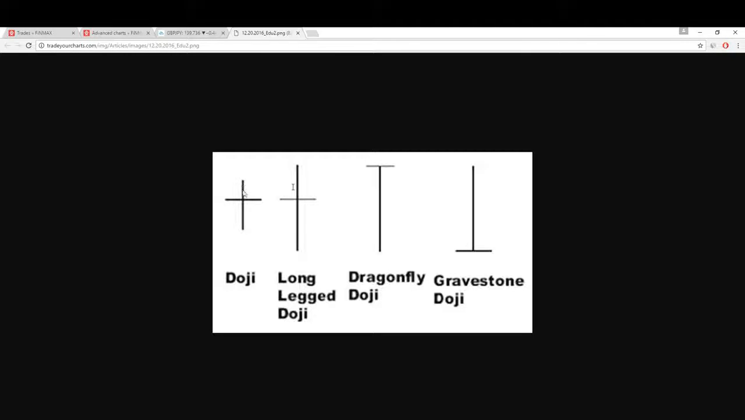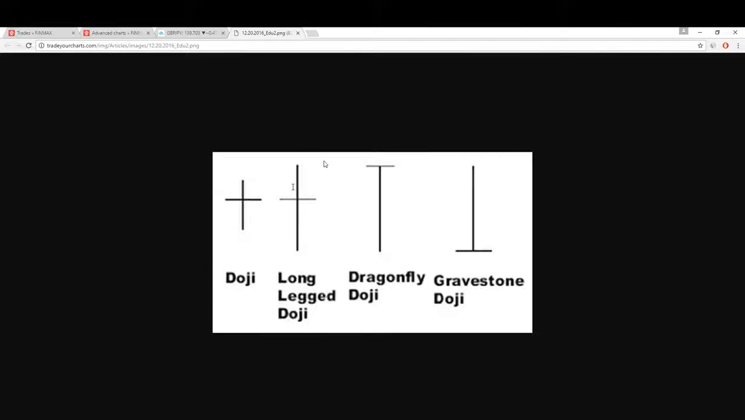Dojis look like the cross, or reverse cross, and the common feature for them is that the body of the candle is almost non-existent. As you see here, we have long shadows and a non-existent body. Here you see the second variation of dojis, the long-legged doji, with longer shadows and also an almost non-existent body.